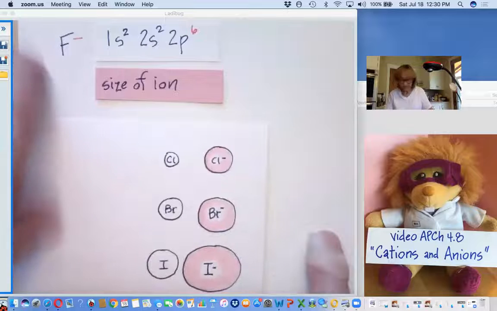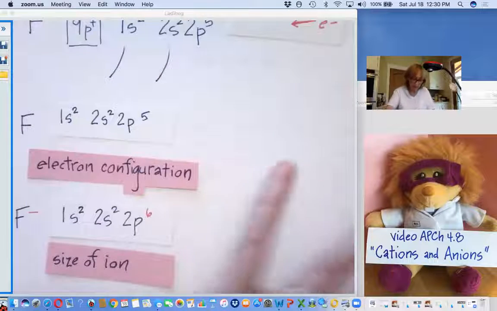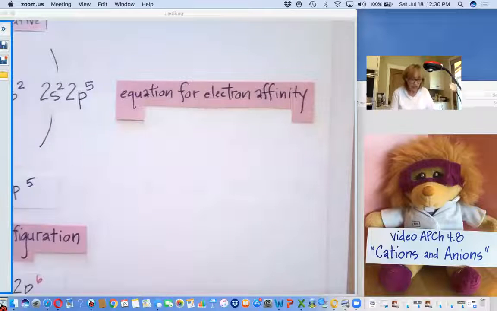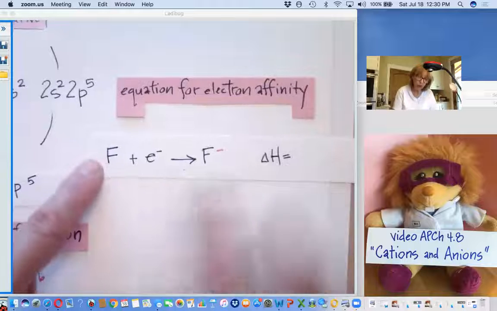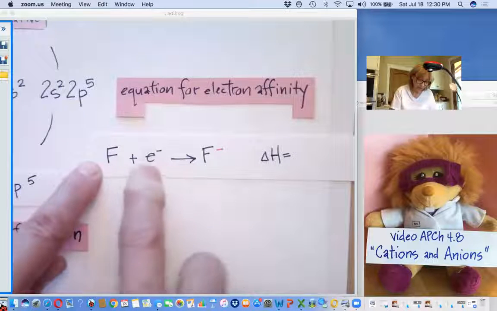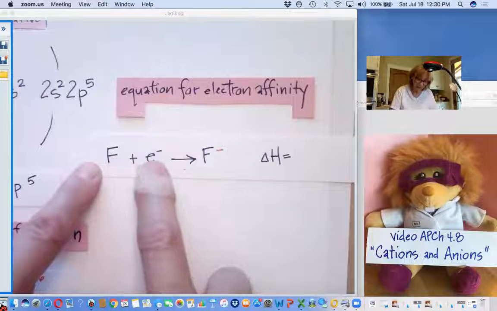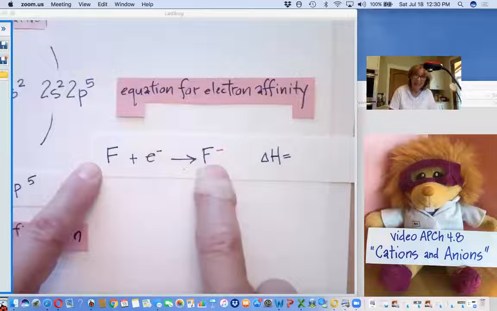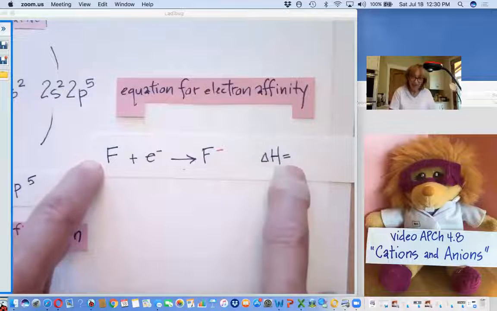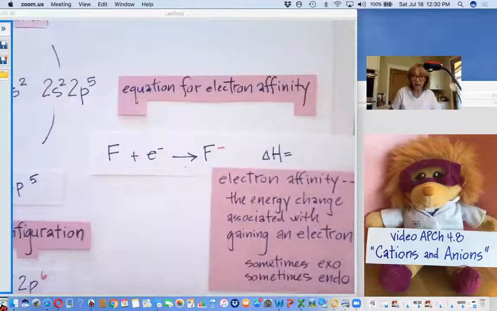All right, and then lastly, let's talk about equations for this process. This is going to be called equations for electron affinity. So the one I described to you showed a fluorine atom gaining an electron. Notice the electron is on the reactant side this time. And when a neutral fluorine atom gains an electron, it becomes a negative anion. And that process has an enthalpy change that corresponds to it, known as electron affinity.